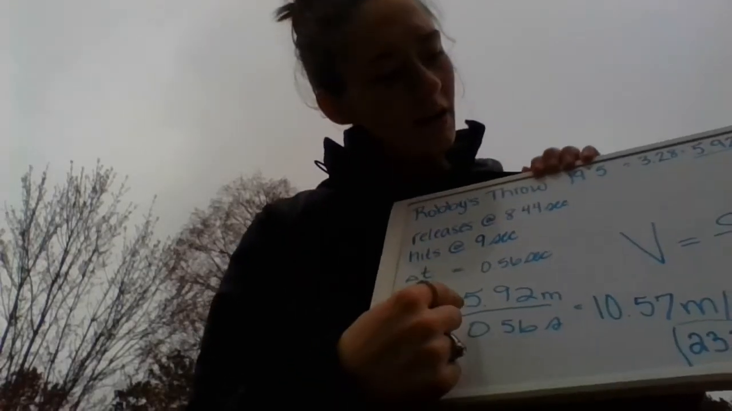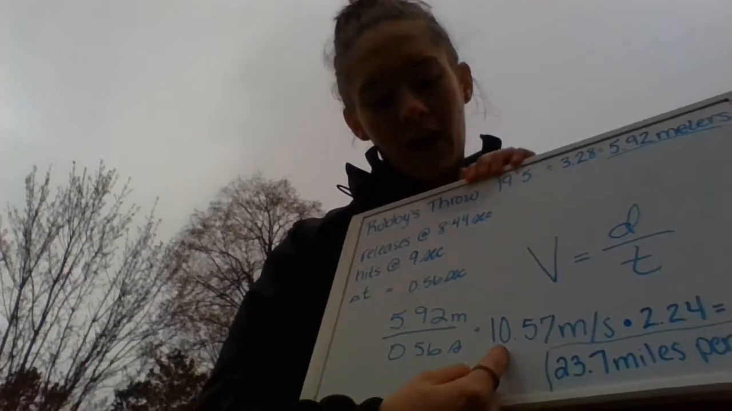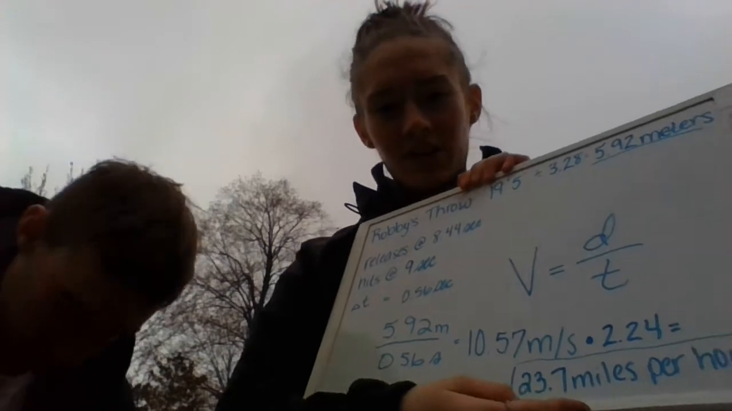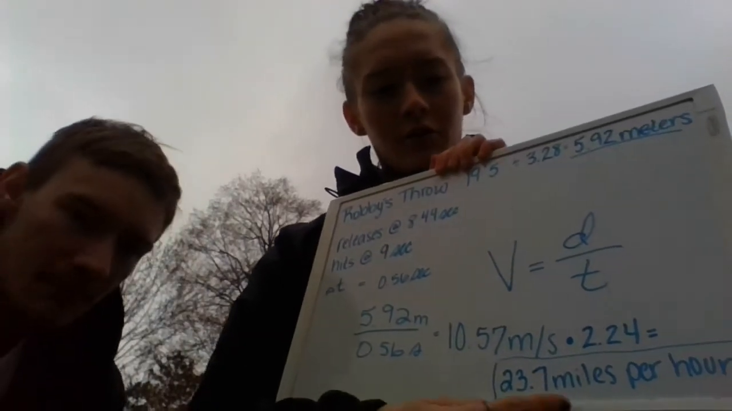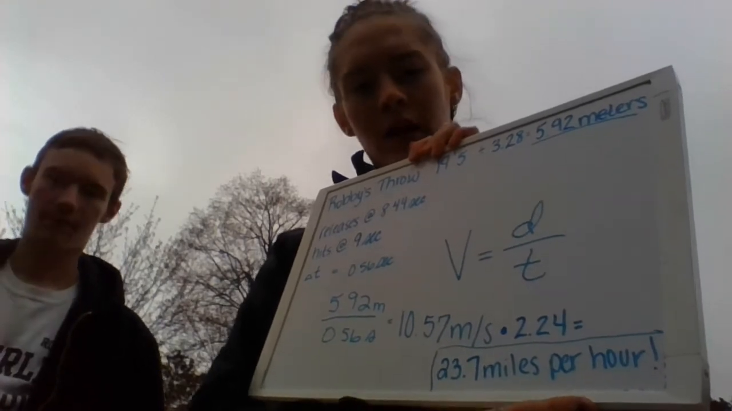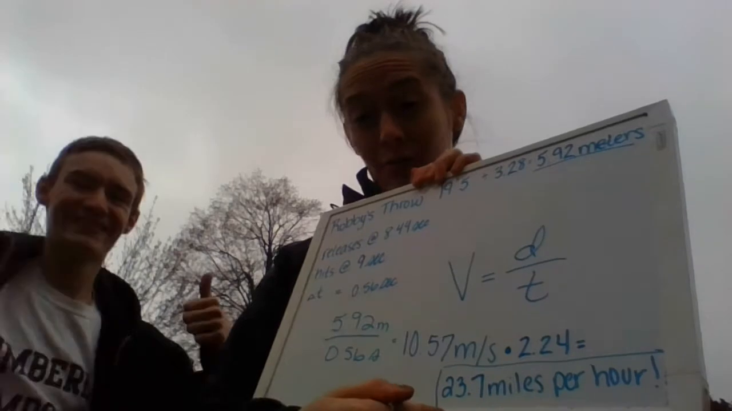Once you divide your distance over your time, Robbie threw 10.57 meters a second. And then if you would like to change that to miles per hour, you do times 2.24. And that will give you the speed you threw it per hour, which Robbie's was 23.7 miles an hour, which is pretty speedy. Now we're going to calculate Mariah's throwing speed.